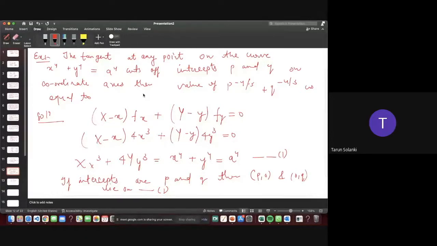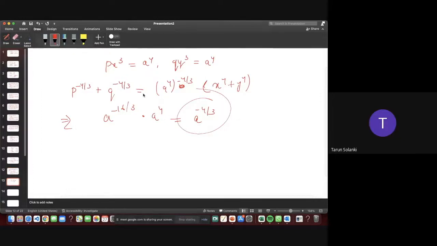Right? So x minus x f of x plus y minus y f of y is equal to 0. So x minus x⁴ by x³ plus y minus y⁴ by y³ is equal to 0. That means x⁴ plus y⁴ is equal to a to the power 4. So it means if the intercepts are p and q, both (p, 0) and (0, q) lie on the equation 1.